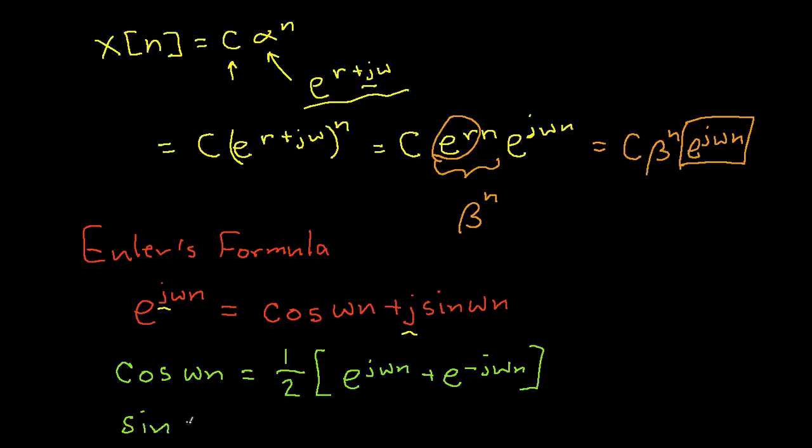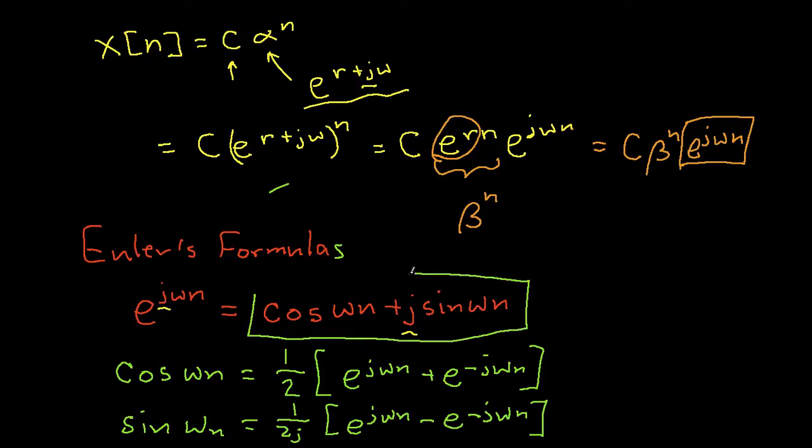And similarly, the sine of omega n is 1/2j times e to the j omega n minus e to the minus j omega n. So anyway, these are Euler's formulas, because there are several of them, but they show up over and over again and they're extremely useful. So what this means is that e to the j omega n can be broken into a real part, which is a cosine, and an imaginary part, which is a sine.